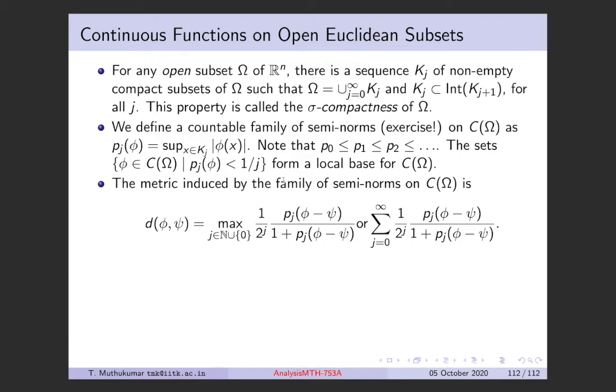Now you must have seen in your course on metric spaces the advantage of this kind of metric. Using these semi-norms, one can give a metric on the space C of omega. The metric is given by this, where you take either the max or the sum over all j. This will be a convergent series by definition, since the numerator is smaller than the denominator. You can check that this is a well-defined metric on C of omega. Once you have a metric, you have a topology, and this metric is defined by this countable collection of semi-norms.